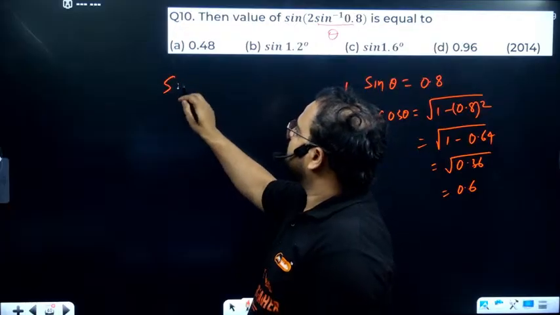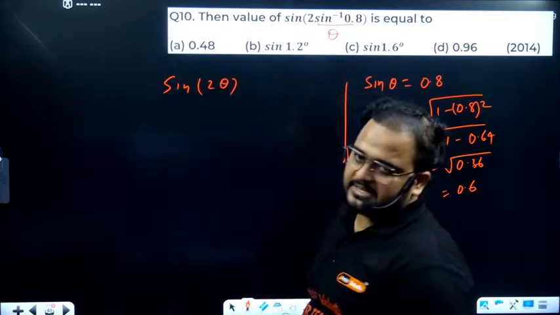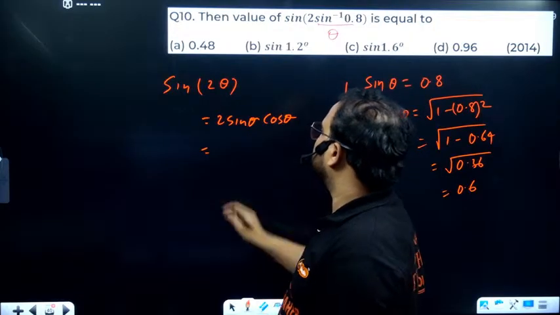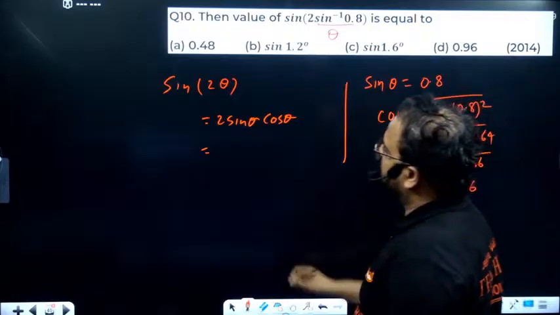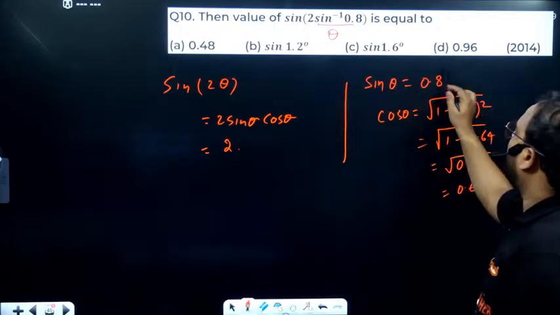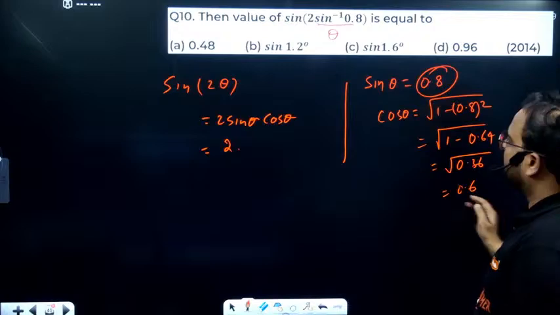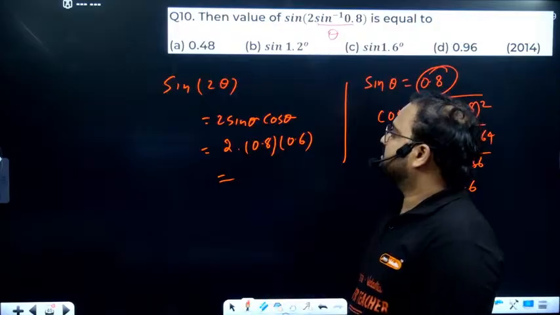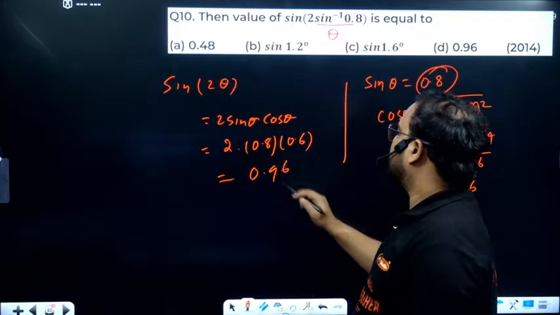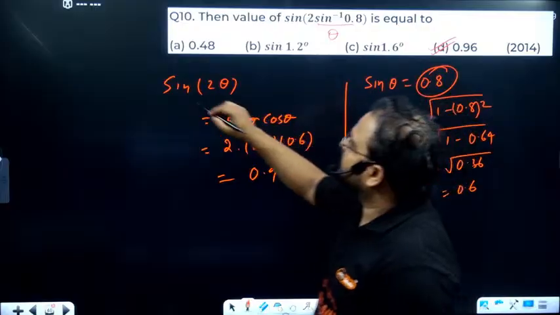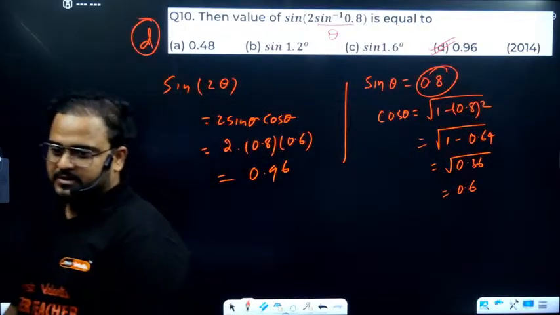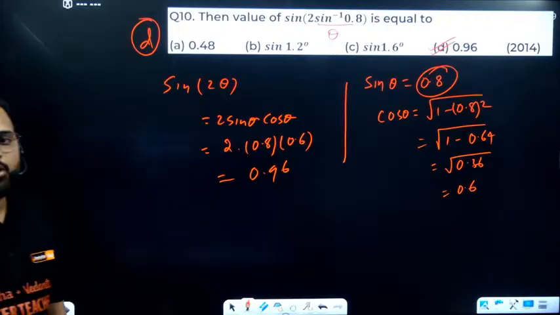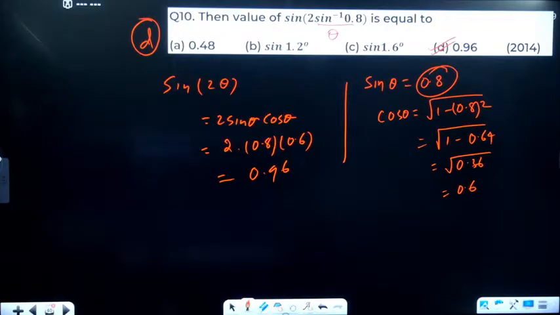Sine theta you have, cos theta you have. What is the formula they're asking for? Sine of 2 times this value taken as theta. That becomes 2 sine theta cos theta. And what is the answer over here? Sine theta you check, 0.8. Cos theta is how much? 0.6. So 0.8 into 0.6. So 8 6 are 48 into 2. 0.96. Answer is option D. Good.